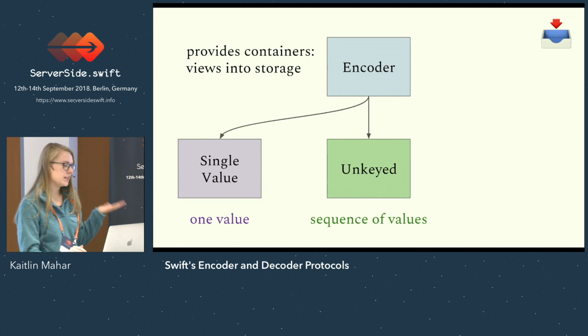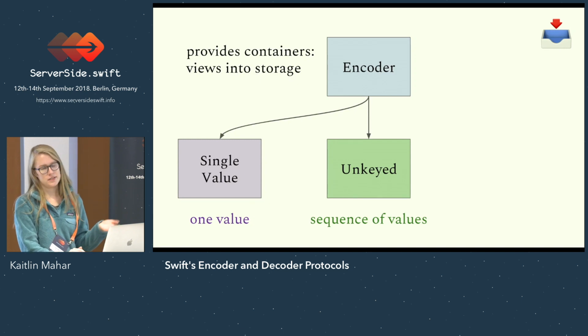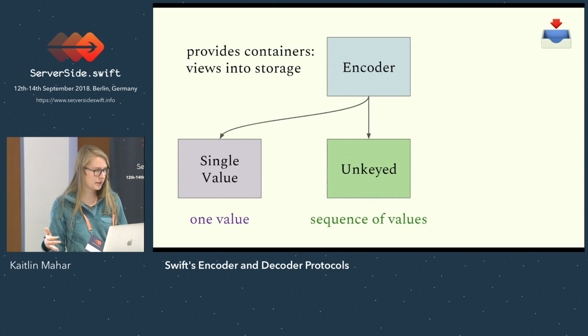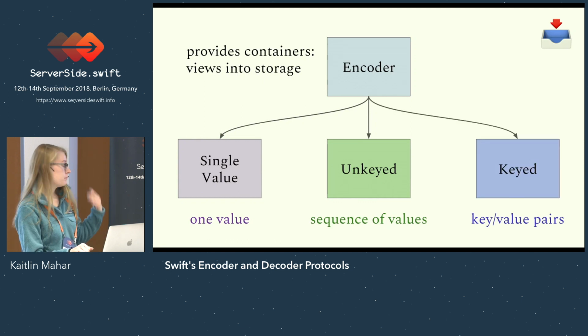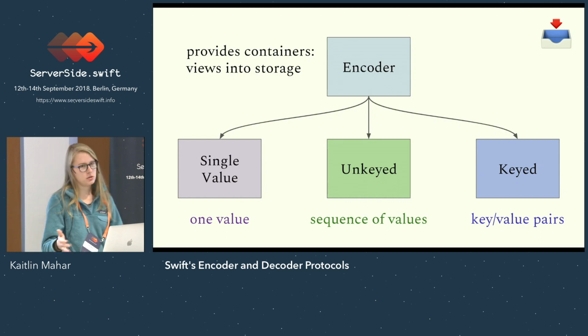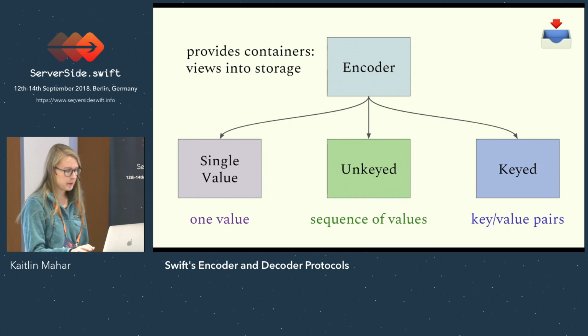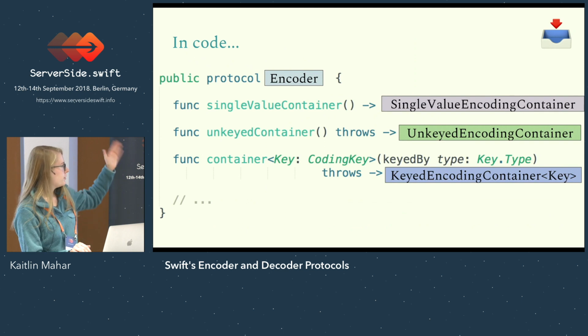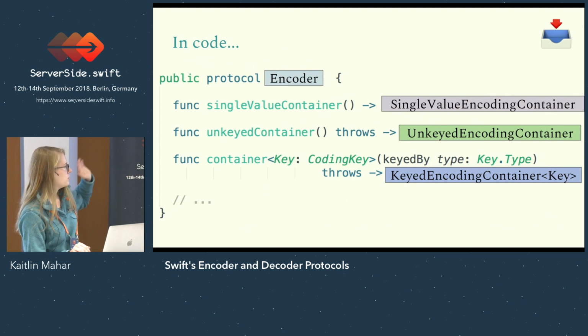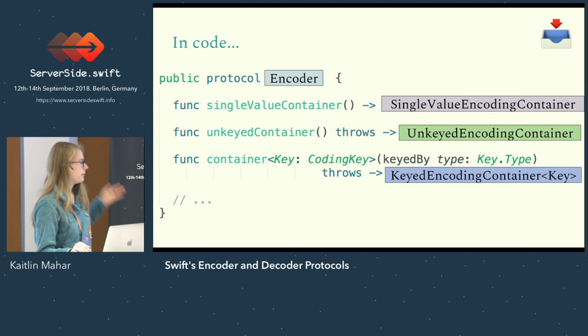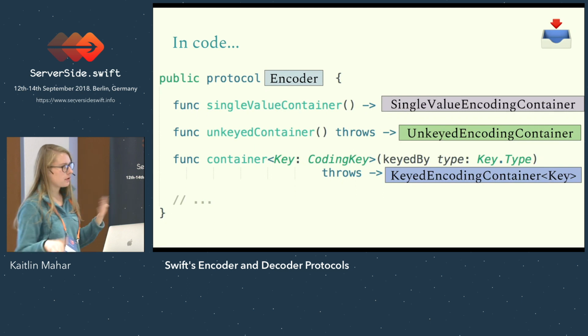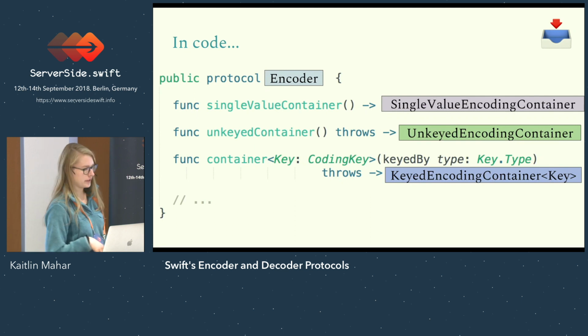The next type is an unkeyed container for a sequence of values. You can think of that like a special array. And then the final type, and the most common, is a keyed container for storing key value pairs. So basically like a dictionary. And in code, this gets translated pretty directly into these 3 methods on the encoder protocol. There are some other requirements of the protocol, but they're mostly bookkeeping related or special cases, so I'm going to focus on these for now.